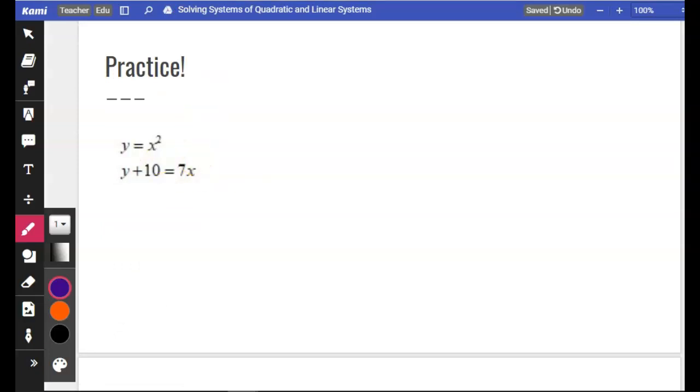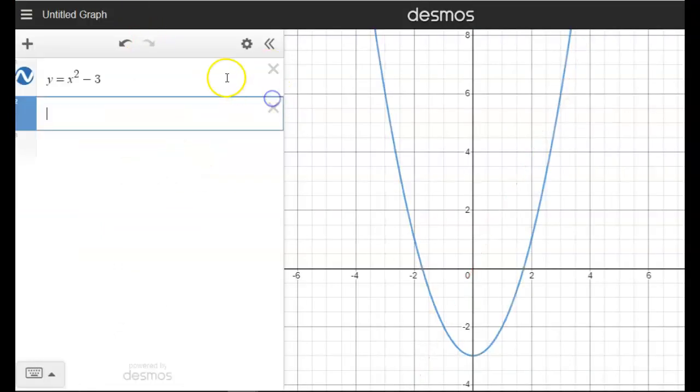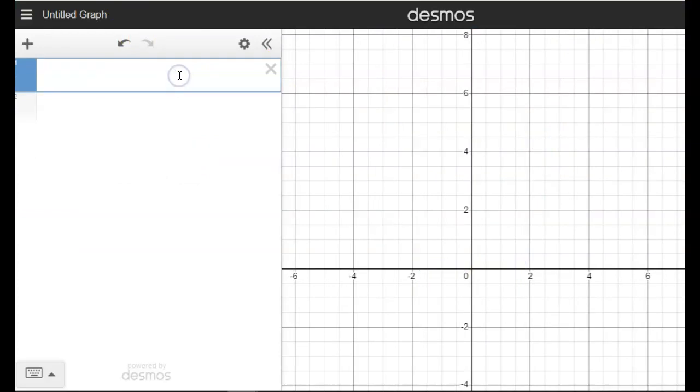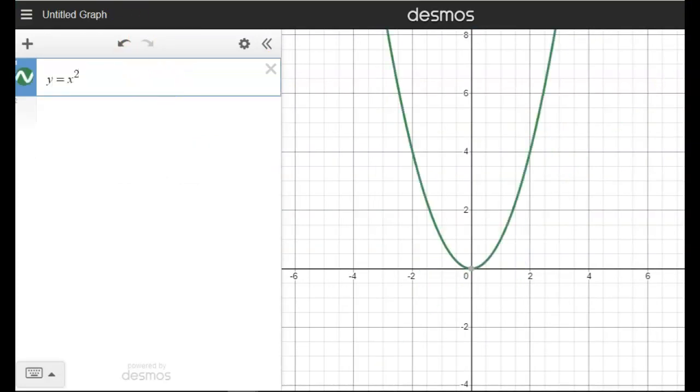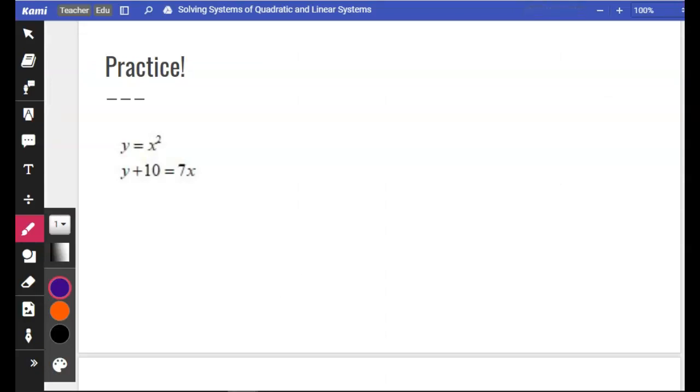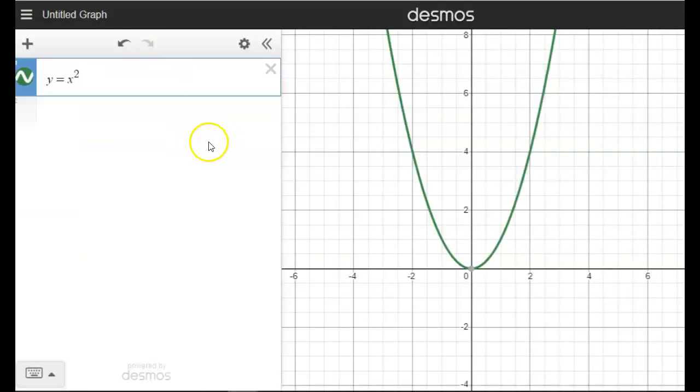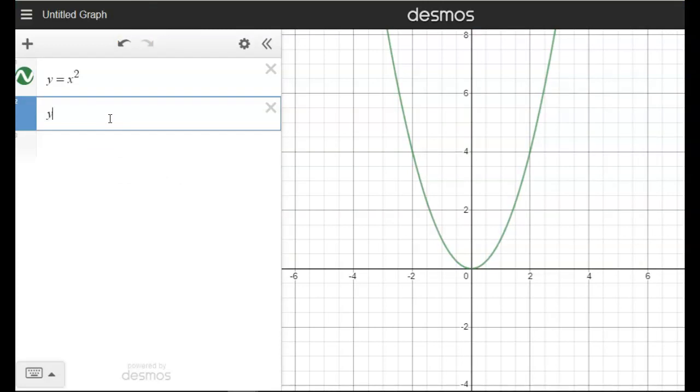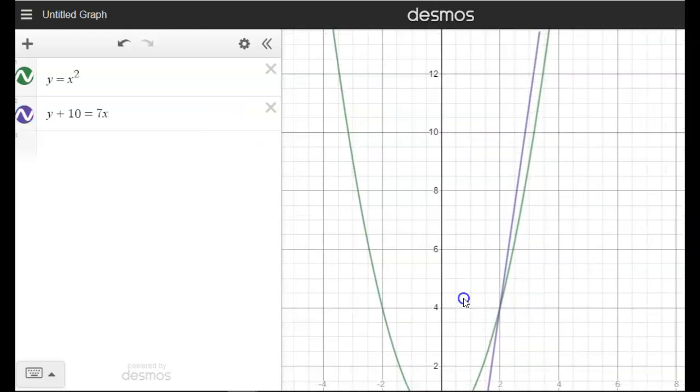So let's look at our next one. y equals x squared. I'm going to clear out these old ones. So y equals x squared. And y plus 10 equals 7x. And like I said, you don't have to rearrange anything. Plus 10 equals 7x. And again, I don't have to retype it. It will solve the equation. You don't even have to solve for y.